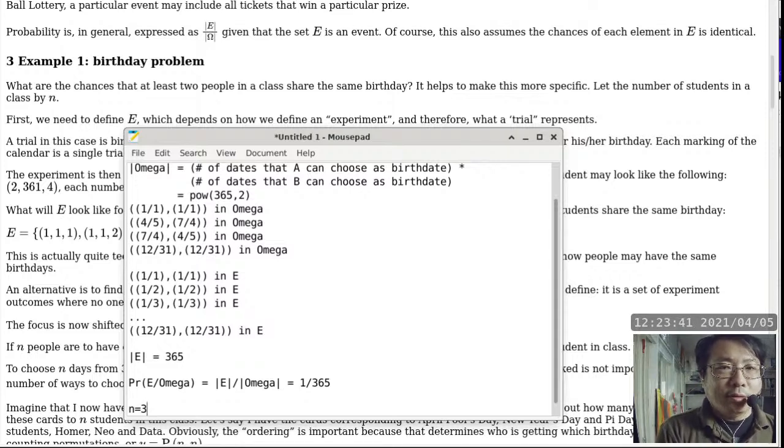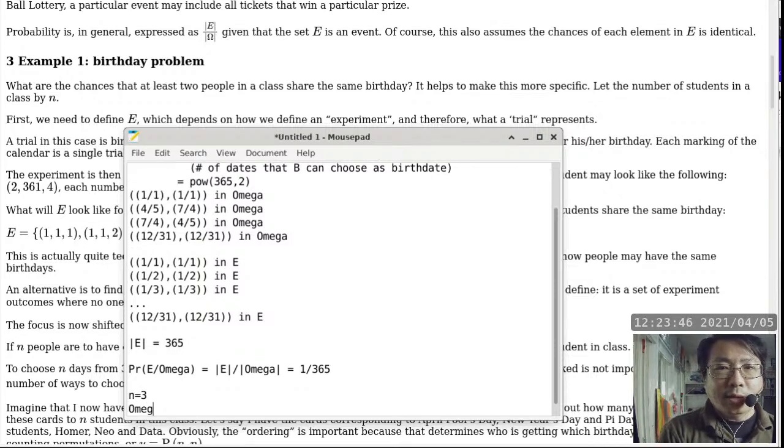As it turns out, it gets a little bit harder to figure out, because omega stays about the same. Let me see if you can think about what the cardinality of omega is in this case. I want you to think about this a little bit and then type your answer in the text channel if you want to. What is the cardinality of omega when we have 3 people in class? What are all the possible outcomes?